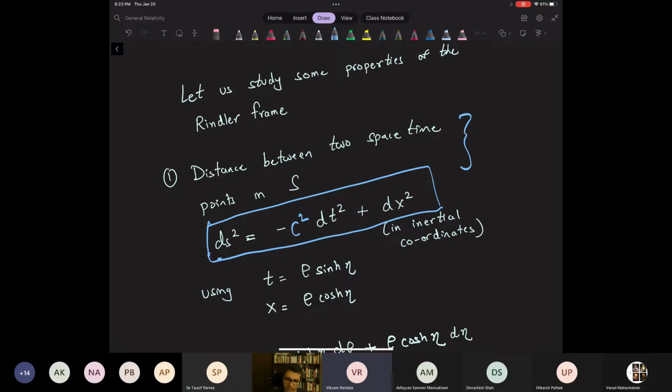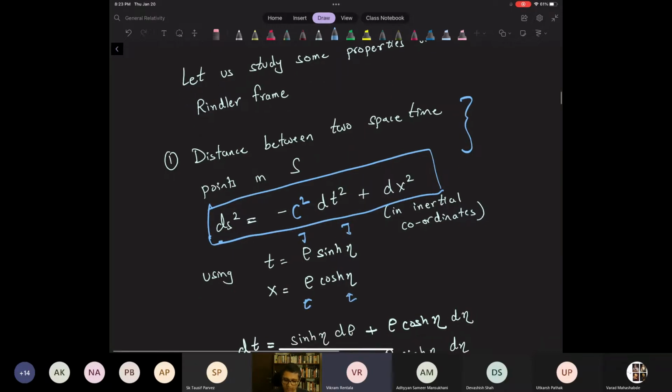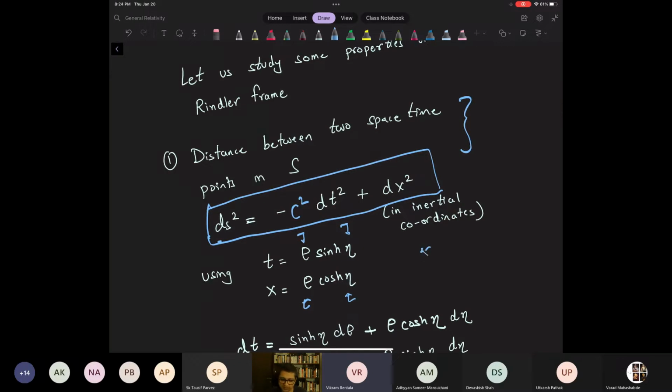Now, if we switch our space-time coordinates to using these Rindler coordinates, that is rho and eta, we want to ask, in terms of rho and eta, if I had points which were at x, t, and x plus dx and t plus dt, what is the space-time distance between them, but now as measured in terms of changes in rho and eta. So this point is described by rho, eta. This point is described as rho plus d rho, eta plus d eta.